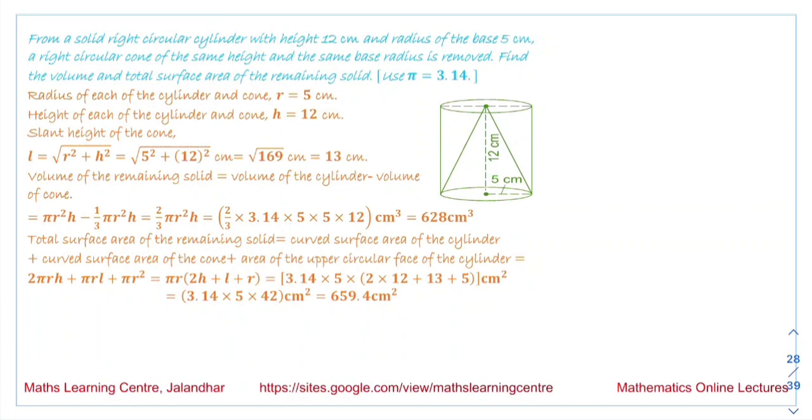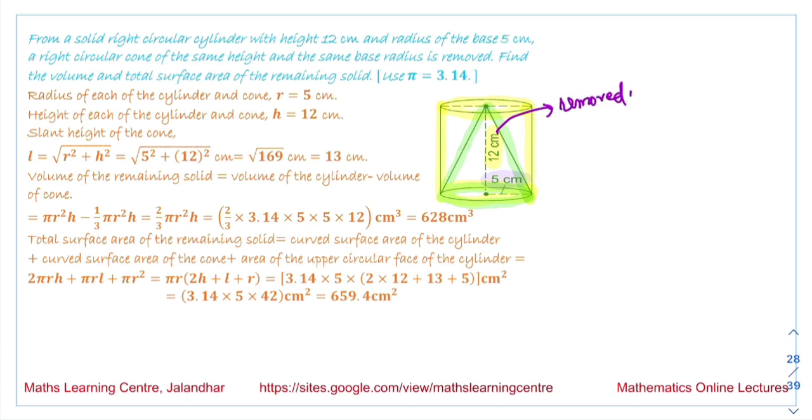Next is, from a solid right circular cylinder with height 12 centimeter. This is the cylinder given to us, a right circular cylinder, and the height of this cylinder is 12 centimeter and the radius of its base is 5 centimeter. A right circular cone of the same height and same base radius is removed. From this cylinder, we have removed this conical portion.